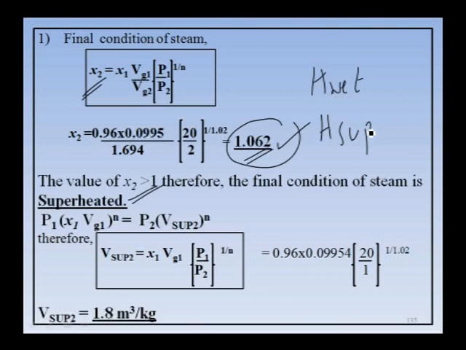Now, the relation I have taken here assumed both conditions are wet, that means initially and after. Now it has been replaced like this: P1 x1 Vg1 to the power of n is equal to P2 Vsup2 to the power of n. Why? Because the final condition of steam is superheated. So you find Vsup2 first; substituting the values you get Vsup2 is 1.8 meter cube per kg. Why do we want Vsup2? Because the final condition is superheated, so we have to find the superheated temperature or degree of superheat. Therefore you must find this Vsup2.